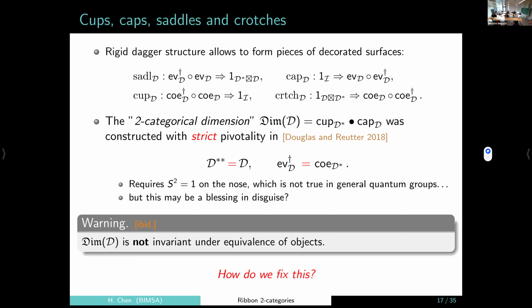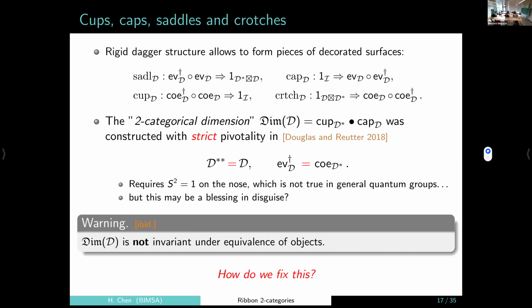And when you have the cap and cup two morphisms in hand, then what you can do is construct the two categorical dimension associated to an object D. The way you do it is you use the vertical composition of two morphisms to glue together a cup and a cap. But what you notice is that you have to match the legs, right? You have to match the domain and the codomain. One of the ways you can do that is to impose an additional condition, which is called strict pivotality. And this is what was done in the Schroeder paper.